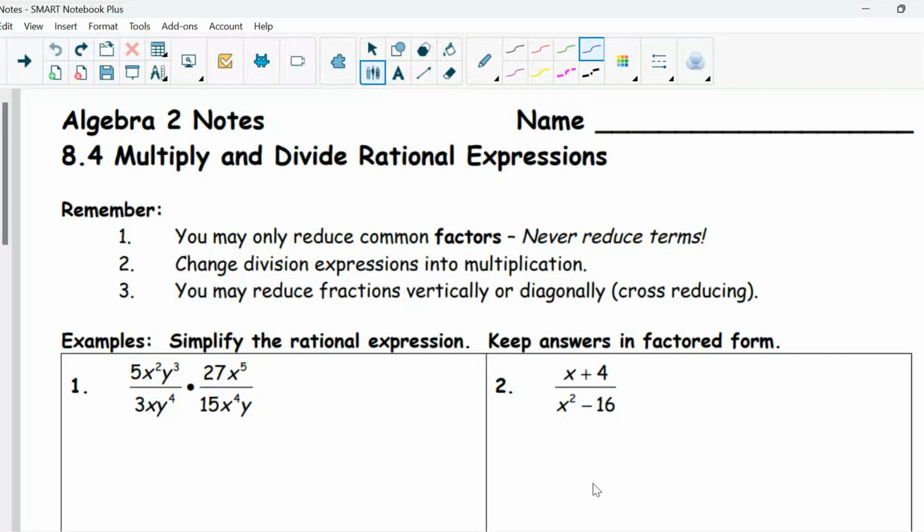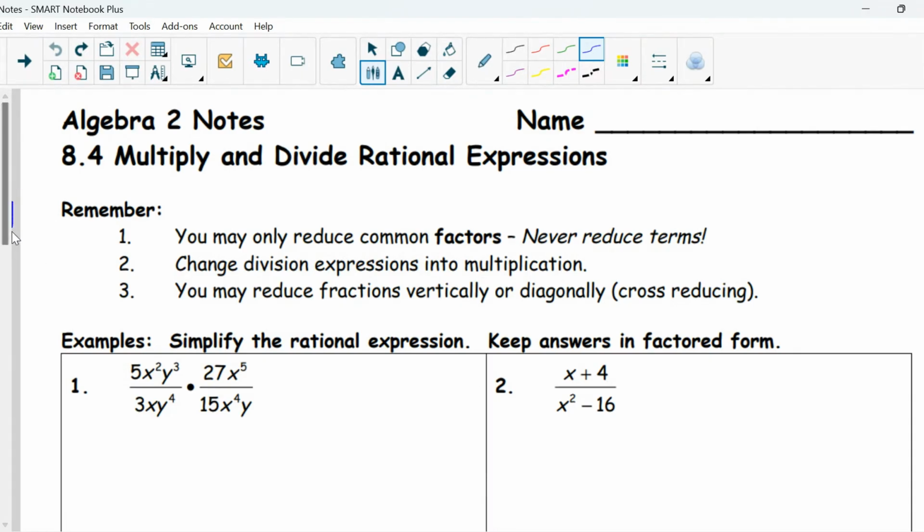and dividing rational expressions. We have done very similar things to this previously this year, so a lot of this will be review. So a couple things to remember. We can reduce common factors, but we can never reduce terms. We can change division into multiplication. That is the flip and multiply. And then we can reduce fractions vertically or diagonally by cross-reducing. We will show you that process once we get there.